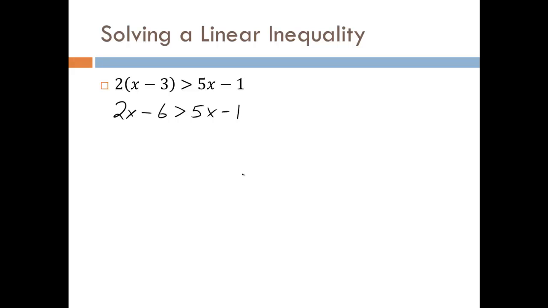Let's go ahead and move all the x terms to the left, and then we'll move the non-x terms to the right. So we'll need to subtract 5x from both sides. So that gives me a negative 3x minus 6 is greater than a negative 1. And then we can move the negative 6 over, so we need to add 6 to both sides. And that leaves me with a negative 3x is greater than 5. And the last thing that we need to do is to get the x by itself, we need to divide both sides of the inequality by negative 3.